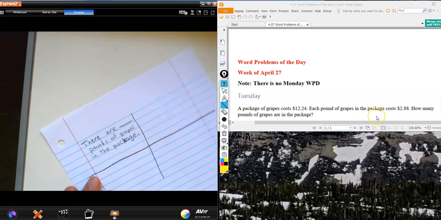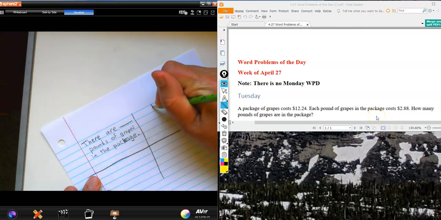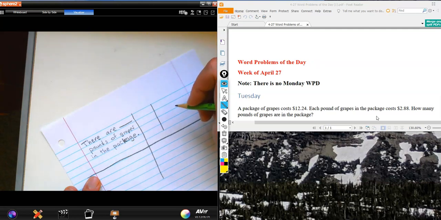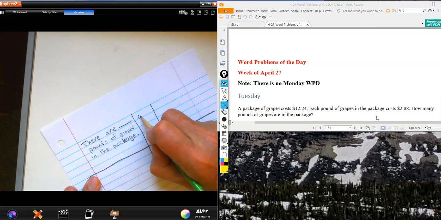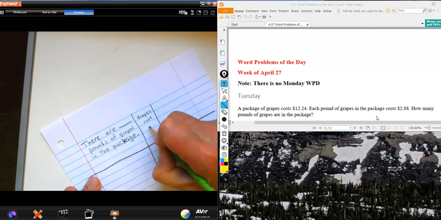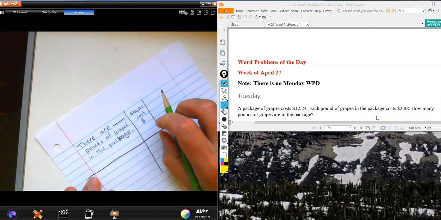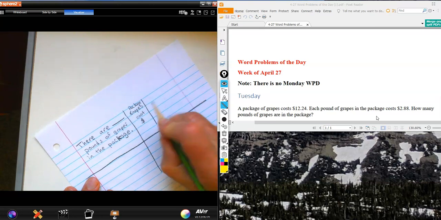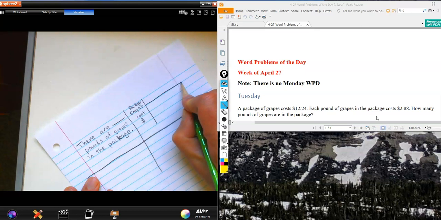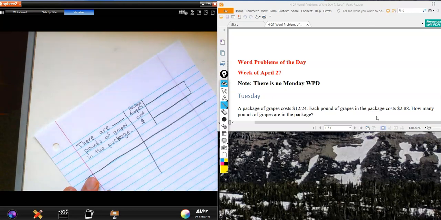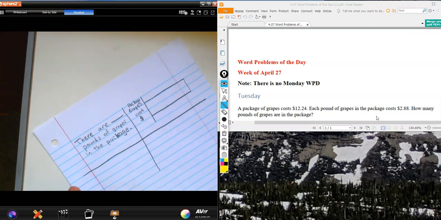I think what I'll do is a model here. Since they talk about money here a lot, I'm going to talk about grapes. I could say grapes cost, and that's all in dollars. I'm going to call it package of grapes costs. So that's what we're talking about here, the money that the package of grapes costs. So I'm going to make one unit bar here to show that, and I'll use that to show the money that it costs for the package of grapes.